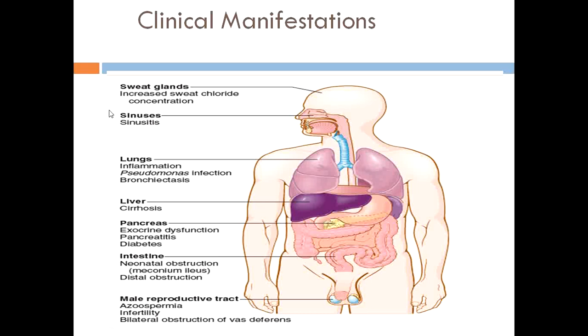Clinical manifestations include increased sweat chloride, sinusitis, recurrent lung infection, cirrhosis, pancreatitis. In intestine, neonatal obstruction is commonly seen and male patients are usually infertile.